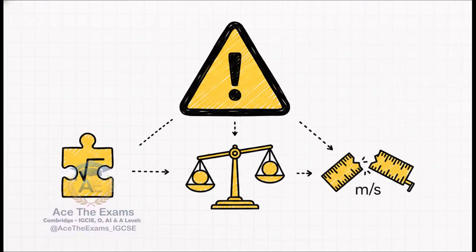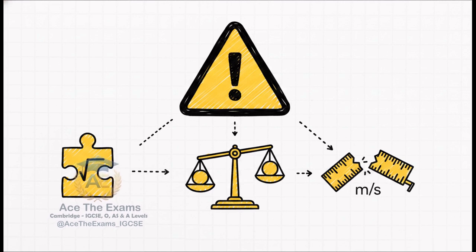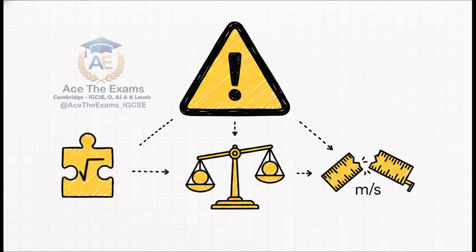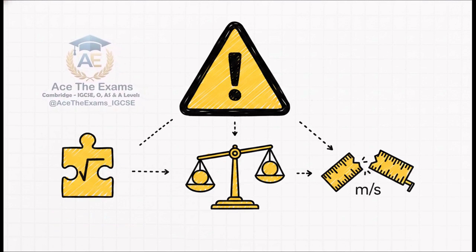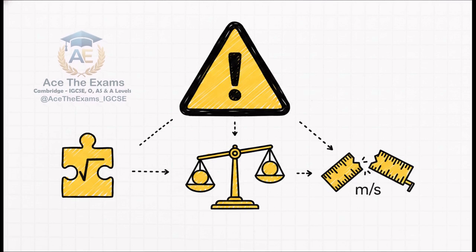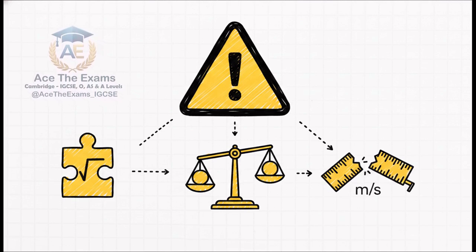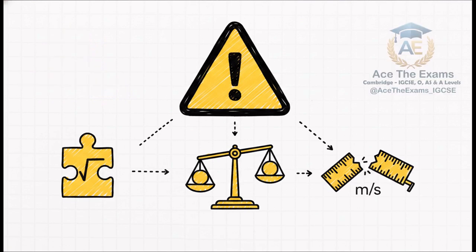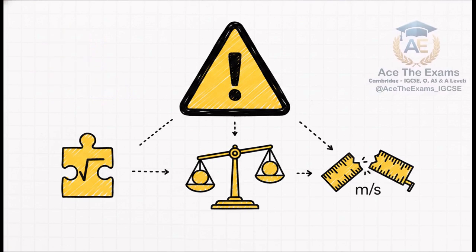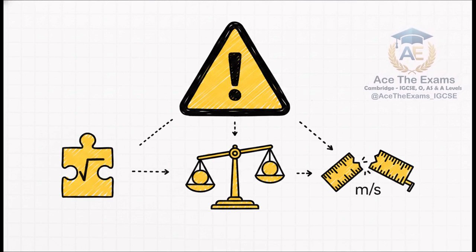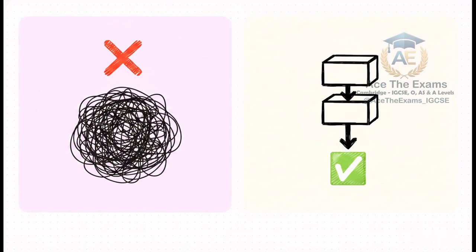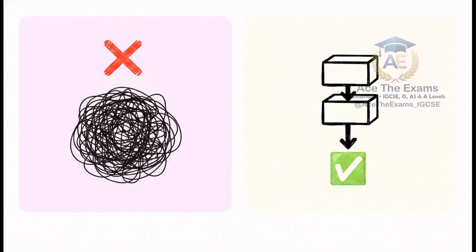Spot the physics error. Trap number 1, forgetting to square root the velocity squared at the very end of the calculation. Trap number 2, panicking about the mass. Fun fact, the mass actually cancels out on both sides of the equation, so whether it's 2 kilograms or 2,000 kilograms, the final velocity is exactly the same. And trap number 3, doing all that beautiful complex math and then forgetting to write meters per second at the end, losing the final unit mark. Brutal. Let's contrast a typical flawed answer with our top band answer code.